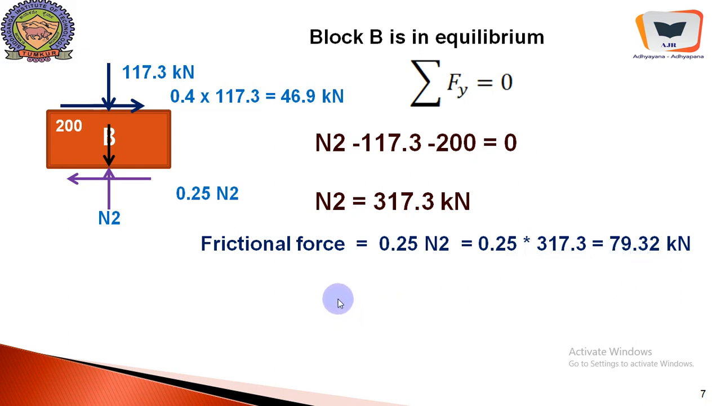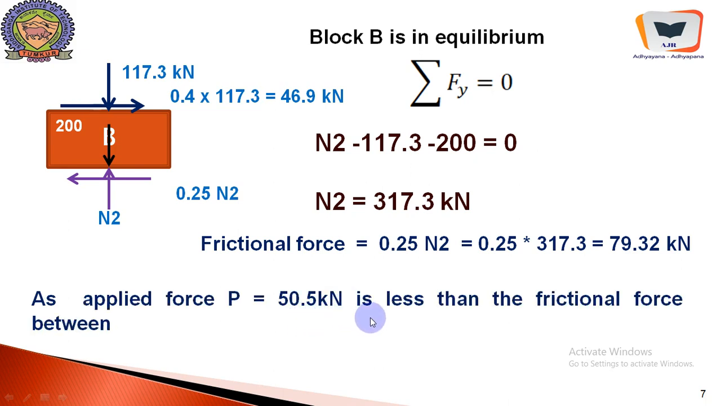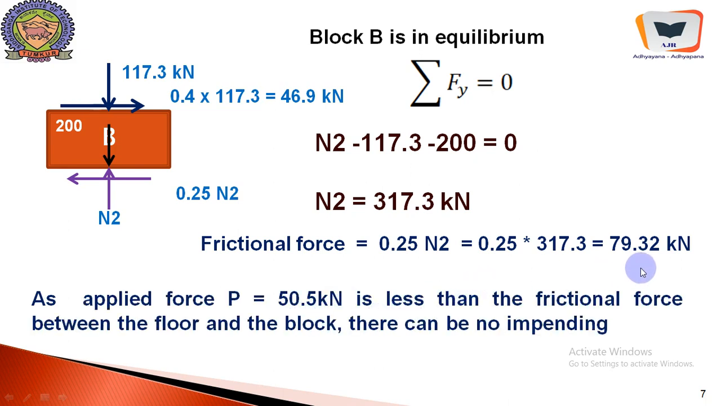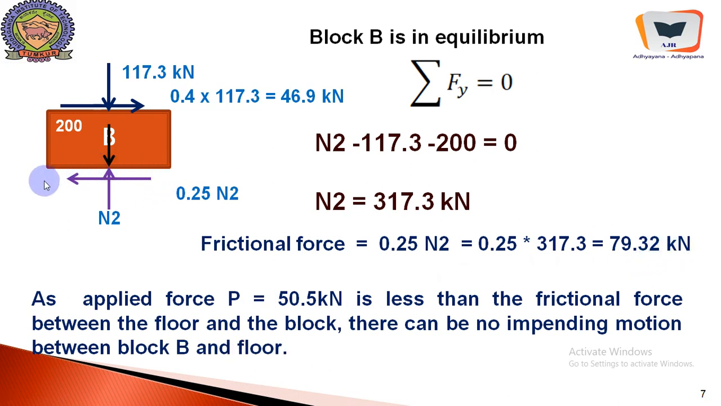So when we go back and see the value of P, it happens to be 50.5 kilonewton, which is much lesser than 79.32 kilonewton, which is developed at the bottom of the block B, which is sufficiently high enough when compared to the external force, that is 50.5 kilonewton. Therefore, we cannot expect any impending motion between the block B and the floor.